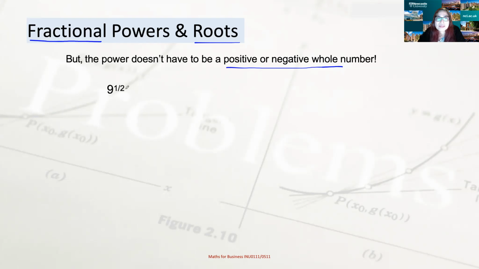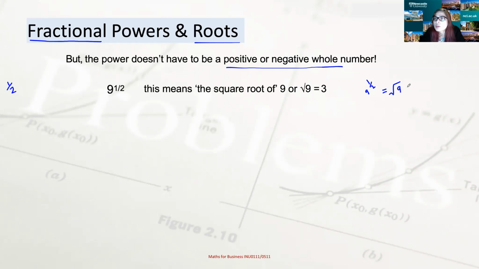For example, here, what is the power? The power is half, isn't it? Half is a fraction. Here the numerator is 1, the denominator is 2. So this is nothing but another way of writing square root of 9. So 9 to the power of half is nothing but square root of 9.